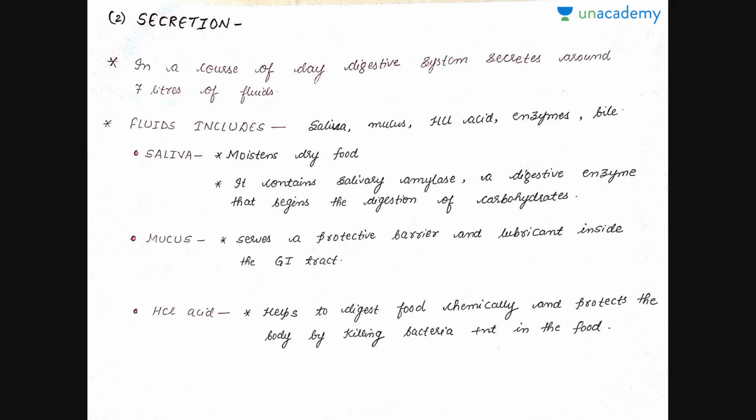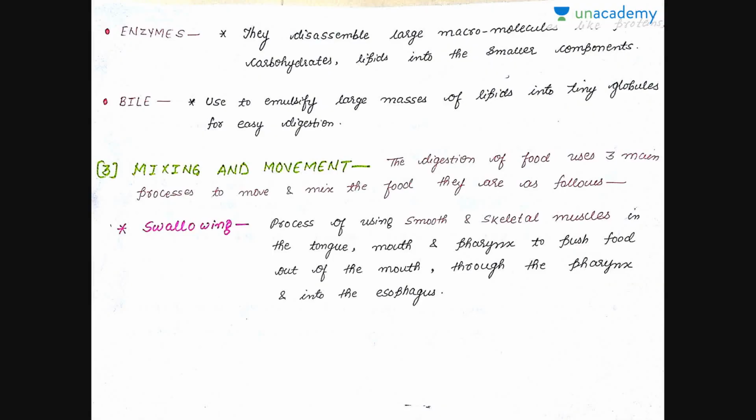The next fluid is the mucus. It serves as a protective barrier and also lubricates the inside of the GI tract. The third is the HCl acid. It helps to digest the food chemically and protects the body by killing the bacteria present in the food. The next is the enzymes. These enzymes disassemble large macromolecules like proteins, carbohydrates and lipids into smaller components. And the last secretion of the digestive system is the bile. It is used to emulsify large masses of lipids into tiny globules for easy digestion.